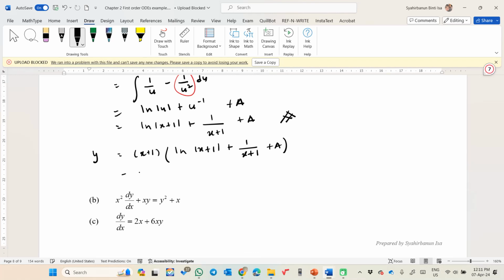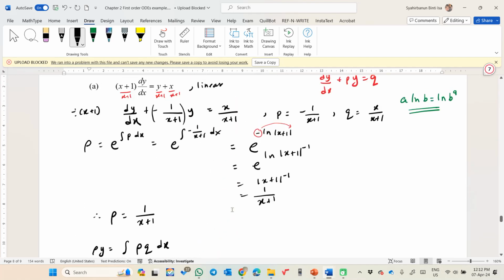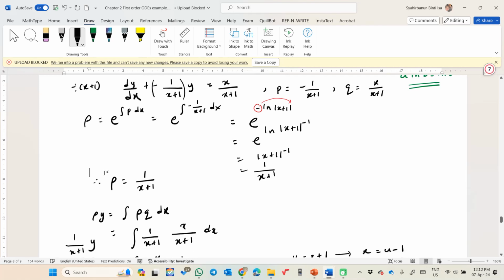So the final answer is y equals x plus 1 times ln of x plus 1, or you can bring x plus 1 as the power. Plus, x plus 1 divided by x plus 1 is 1. Plus, for a, don't change a to another constant. You cannot change a to another constant. Let's just write a times x plus 1. Remember that. That's all. That's the final answer.